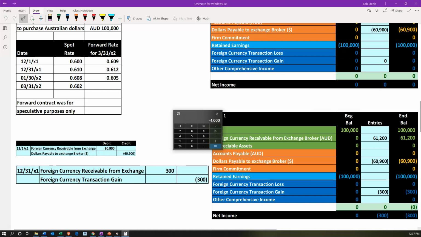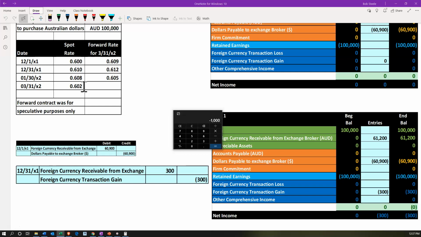That $1,000 difference is going to result in a loss. Why is it going to be a loss? Because we were using this rate before. $1 Australian is worth 0.612 US dollars. Now $1 Australian is worth 0.602 US dollars. $1 Australian is worth less US dollars. The Australian dollar got weaker, or the US dollar got stronger compared to the Australian dollar. So the Australian dollar's weaker is what we would typically say. And we're getting paid in Australian dollars.